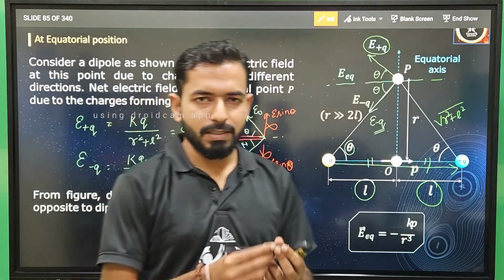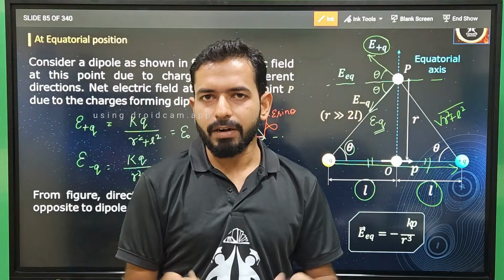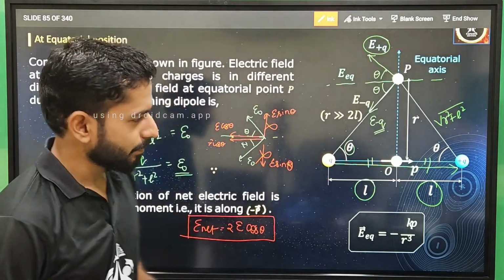Now, one vector is in the positive direction with magnitude E, one vector is in the negative direction with magnitude E, so obviously the net electric field will be 0, correct?